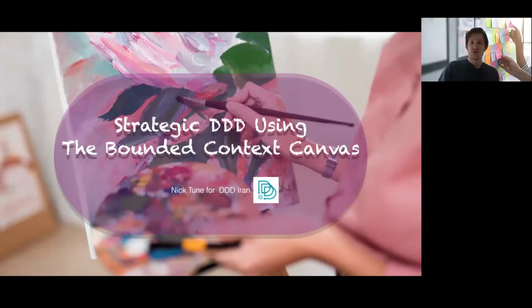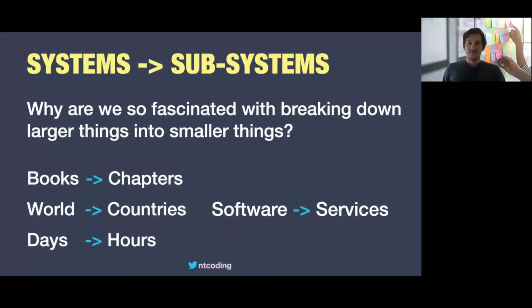So I'm really excited about that. And hopefully you're going to be really excited about the bounded context canvas after this talk. So before we get to the canvas, I just want to cover some basic concepts about why we do what we do. So when we think about software development, software architecture, even just our lives in general, we always like to break things down. We like to take one big thing and break it into lots of smaller things. You know, a book is broken down into chapters. The world itself is composed of many countries. We like to take a day and break it down into 24 hours. And in our software, we like services, we like classes, we like methods. So we're kind of a bit fascinated by this decomposition stuff.